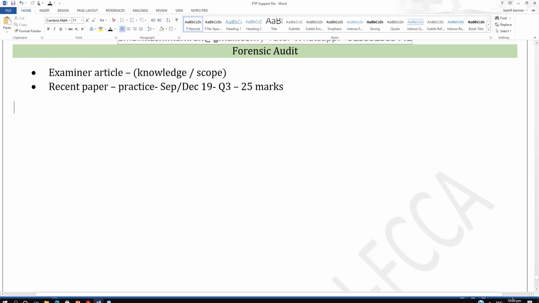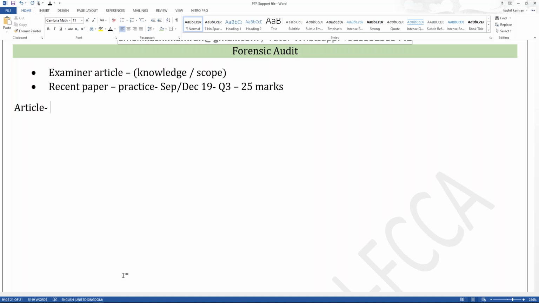Now, if I take my Word file for forensic, which we just prepared prior to the break, we need to spend a bit of time on the examiner article, perhaps something like 15 to 20 minutes to take knowledge, and then apply that knowledge to the exam paper. And I will be guiding you about the requirements and the marking scheme over the 1 hour time. Okay, let's start the journey.